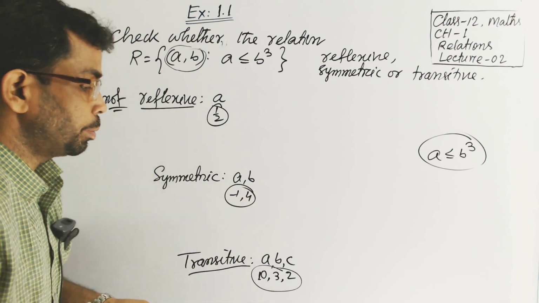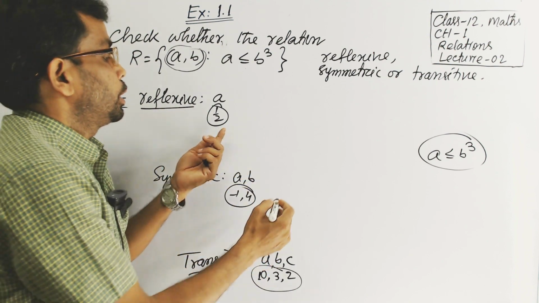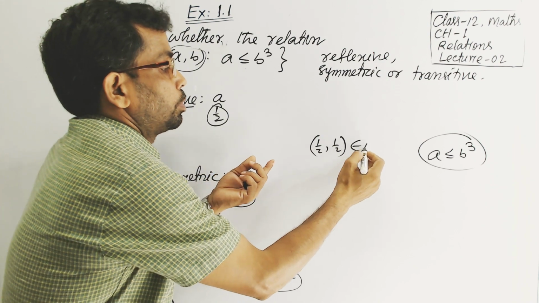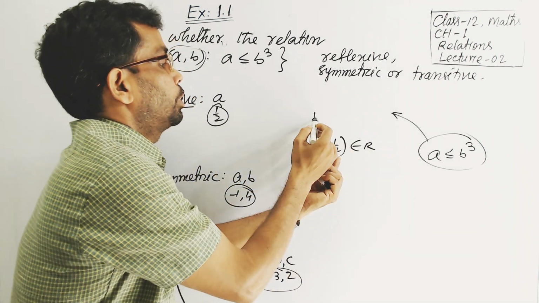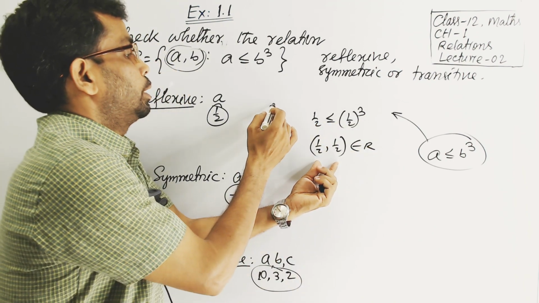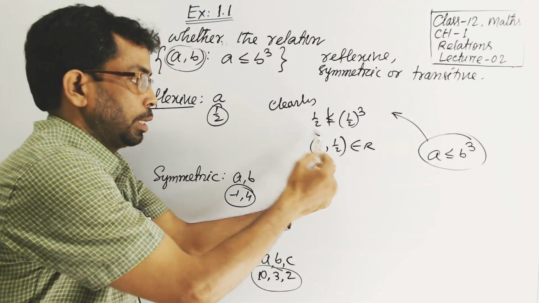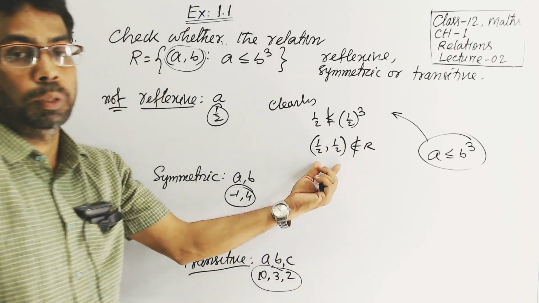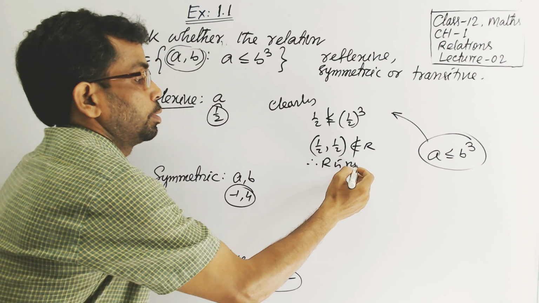For reflexive, we know we have to take one arbitrary element; for symmetric, 2 arbitrary elements a, b; and for transitive, 3 arbitrary elements a, b, c. For reflexive, taking 1/2, if 1/2 is to be related with 1/2, then these two numbers must satisfy this condition. That means 1/2 must be less than or equal to (1/2)³. But this is not true. We can calculate the numbers and check. This is not less than this number, and hence (1/2, 1/2) cannot be in the relation. Therefore the relation R is not reflexive.